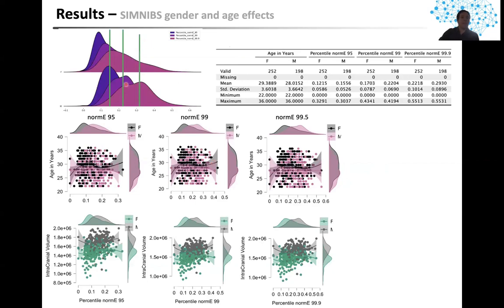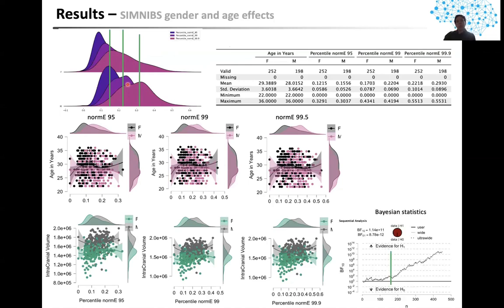Here in this picture, it's a different display from the distribution plots, and here you also see that for males, for all three percentiles, it's quite a bit larger. When we go into more robust statistics like Bayesian statistics, we see a strong effect starting with a sample size of about 200.